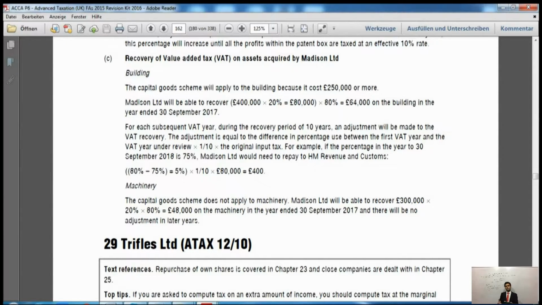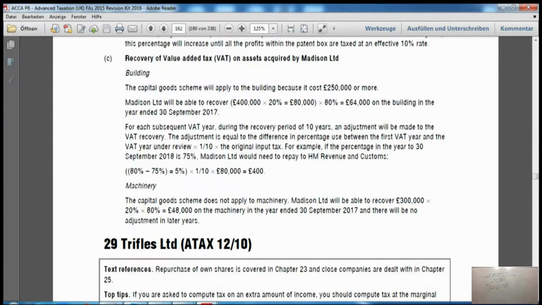So in the first year it was 80%, so we recovered the 80%. Whereas in the second year it was 75%, so we will have to pay back 5% of that. Now say for example in the third year, if it is increased from 75 to 90%, whatever the difference is, say for example 15%, so we'll have to take 15% and we will go to HMRC and we will take our money back and HMRC will pay us back.